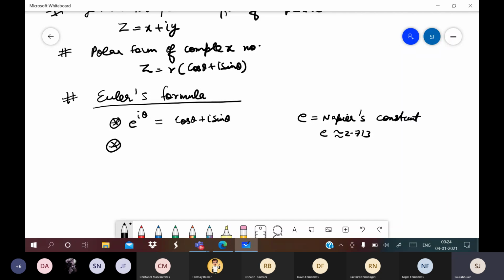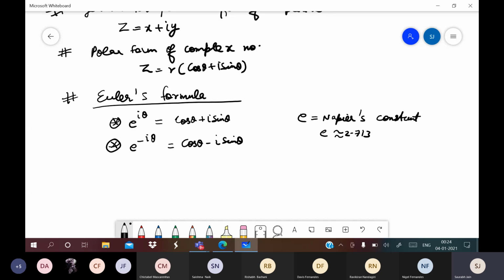And similarly, there is another formula of Euler's. Okay, here theta is replaced by minus theta and it comes out to be cos theta minus iota sin theta. You need to remember these two results. Okay.